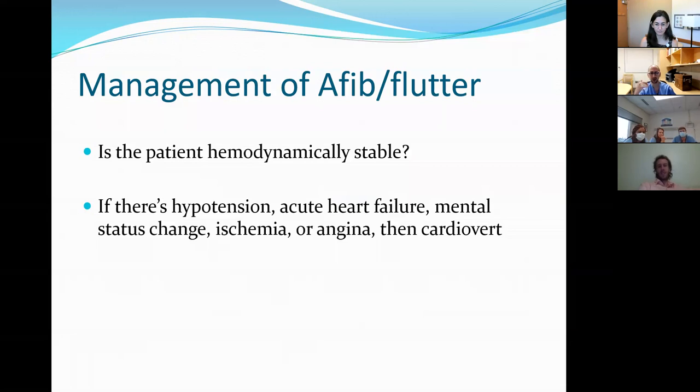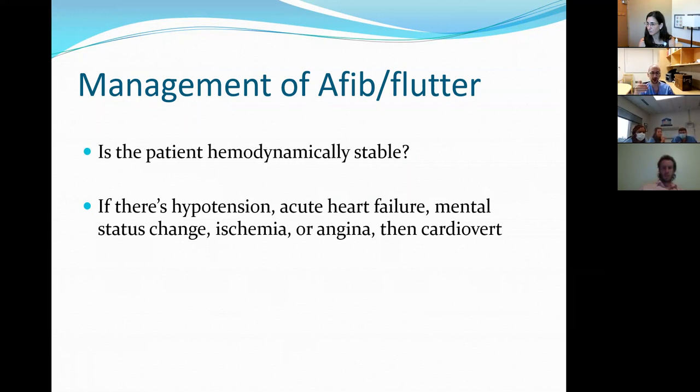So the management, you're called for someone like this. First question is always with every arrhythmia, is the patient hemodynamically stable? Is their blood pressure okay? Are they maintaining okay? Do they have hypotension? Do they have acute heart failure? Is there ischemia or angina concerns? And the hemodynamic stability does not let you make the diagnosis. You can have people who have SVT or AFib who have a blood pressure of 60/40, and you can have people who have monomorphic VT who are hypertensive.